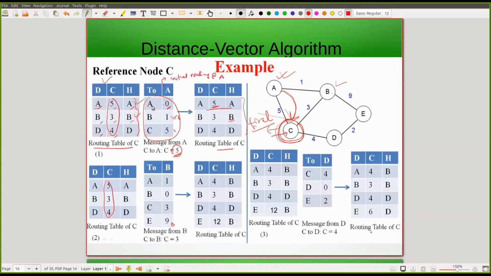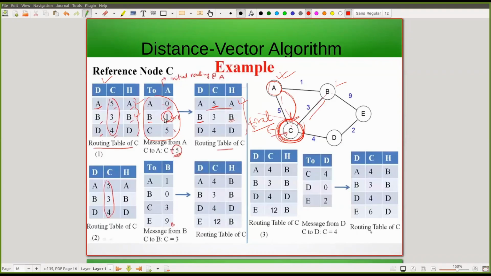Okay. So from A, C has received this information and it already knows the cost of going to A, that is 5. So no need to update this information. This information is not going to be updated. But now if I look into the cost of going to B, initially C knows the cost of going to B is 3. What node A is telling me is that the cost of going to B is 1.